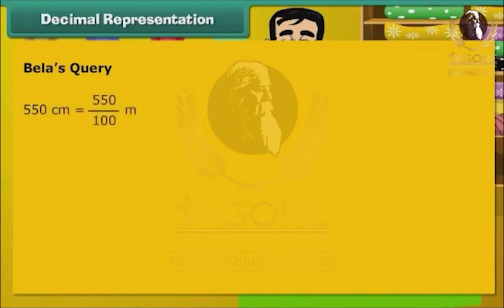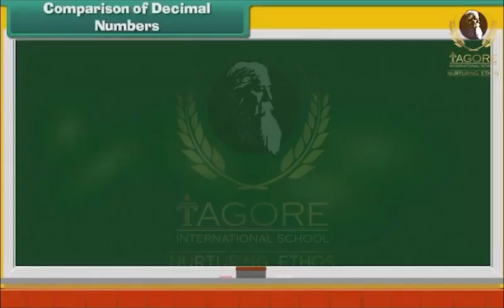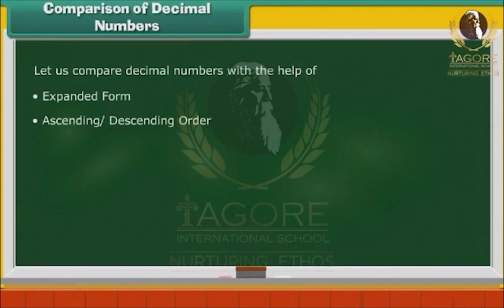Now, let us turn our attention to Bela's question. 550 centimeter is equal to 550 by 100 meter. That is equal to 55 by 10 meter. That is equal to 5.5 meter. A 550 centimeter long sari is 5.5 meters in length. Comparison of decimal numbers. To understand decimals better, we now compare decimal numbers with the help of expanded form, ascending and descending order. Let us look at some examples.